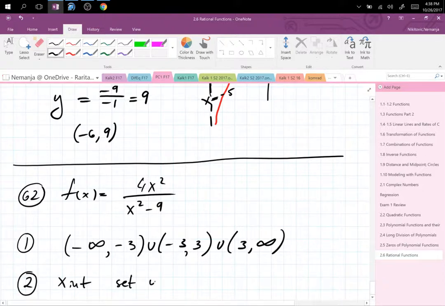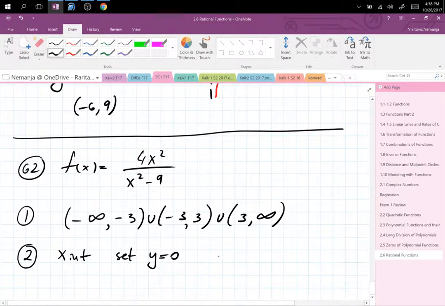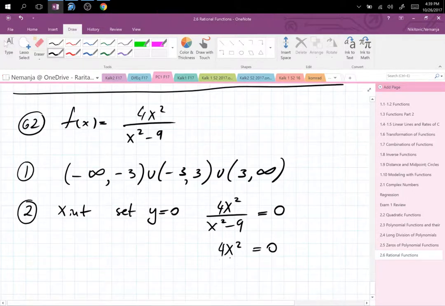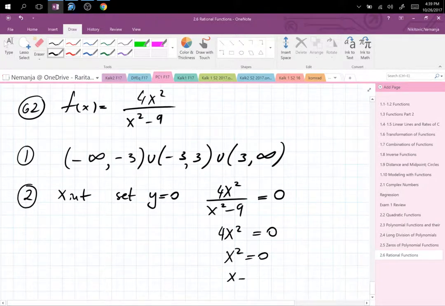X-intercept: set y equal to 0, which means we set the entire problem equal to 0. When you cross multiply, you immediately lose the denominator because x squared minus 9 is multiplied into 0 and just dies there. When you divide by 4 on both sides, you get x squared equal to 0, and you square root both sides, you get x equals 0. Nice. X is 0, y is 0. You have the origin. Now that's the y-intercept at the same time. The origin is the only place where the x-intercept and y-intercept coincide.